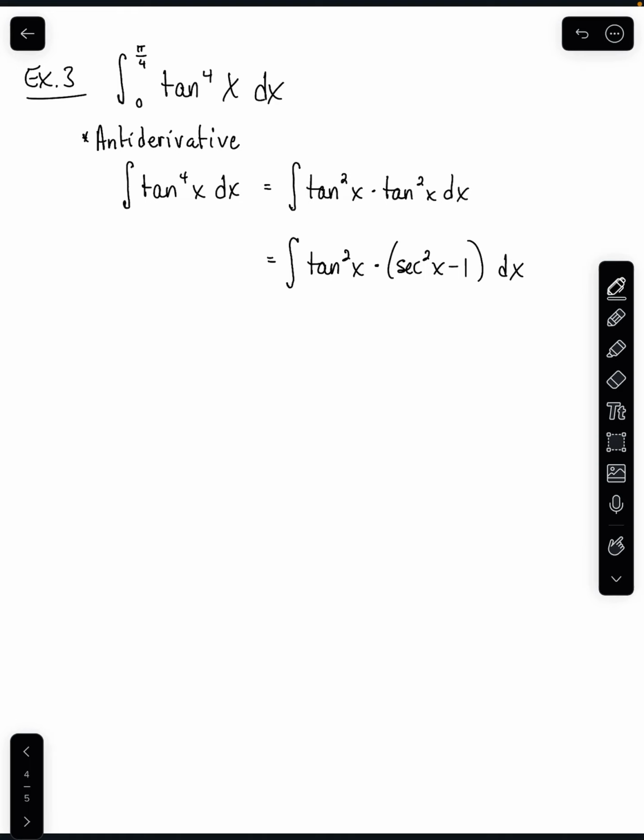In keeping a couple of tangents and letting the others switch to secants, I now am going to get a mix of tangents and secants, which is actually going to allow us to work with this pretty well. So let's start by distributing the tangent squared.